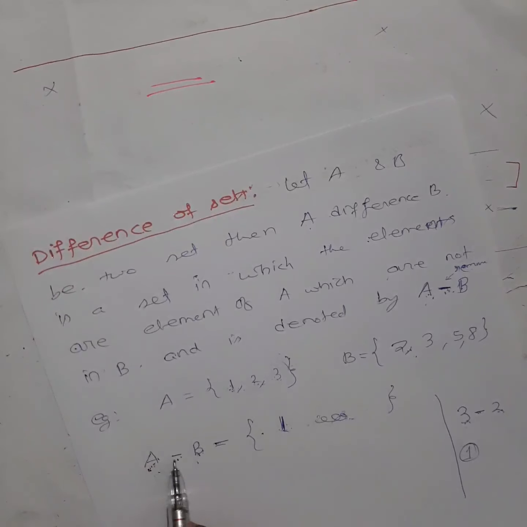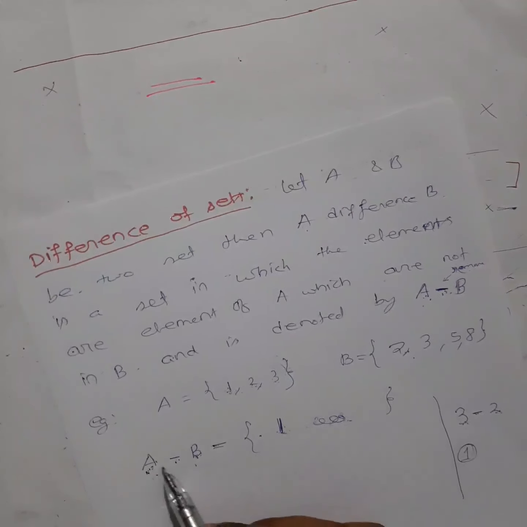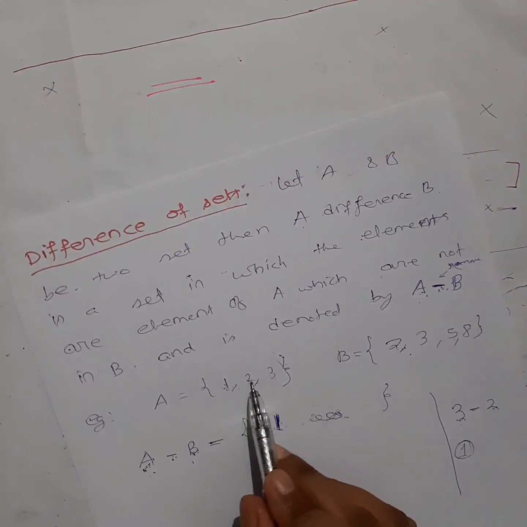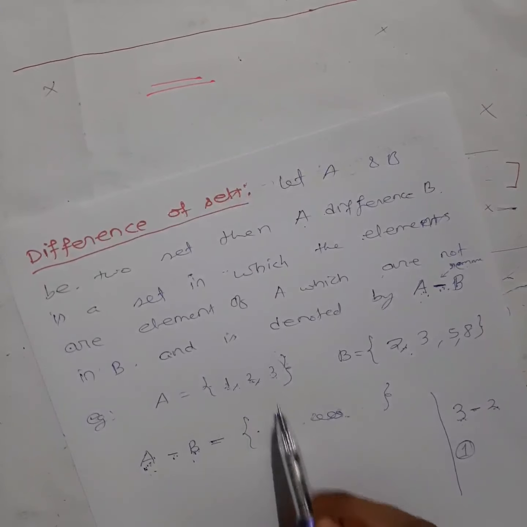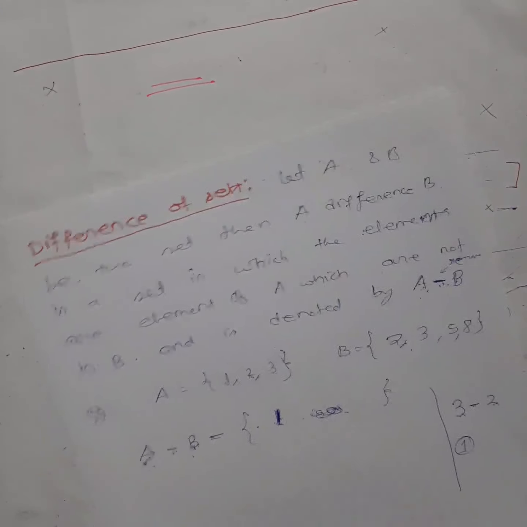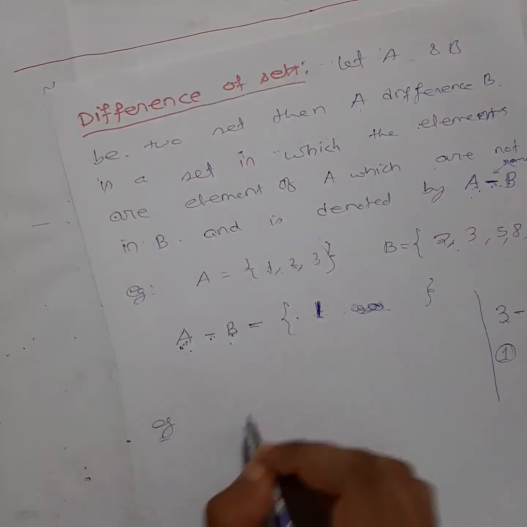So you can see A minus B is a set in which A remove B. A remove B means we have removed 2 and 3. So from A we have removed 2 and 3. So we will be left out with 1 only. Another example you take.